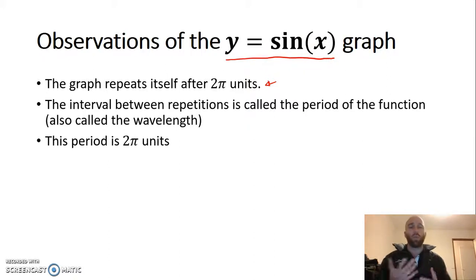Our period will change. We'll get into a few things like that. There's a few little formulas that we'll need to use, but I'll touch on that a little bit later.